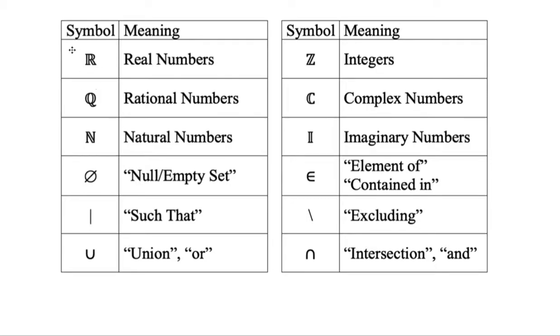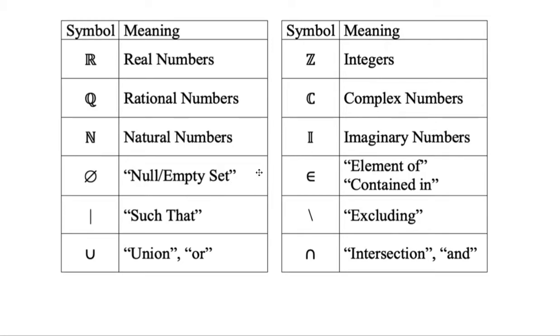The script R represents the real numbers. The script Z represents the integers because the German word for digit, Ziffer, begins with a Z. The rational numbers are represented by script Q. The complex numbers are represented by a script C. The natural numbers, which are the positive integers, so 1, 2, 3, etc., are represented by a script N. The imaginary numbers are represented by a script I.